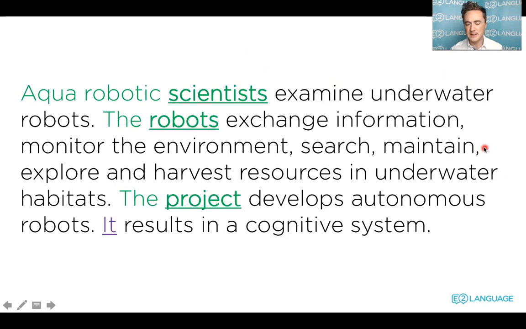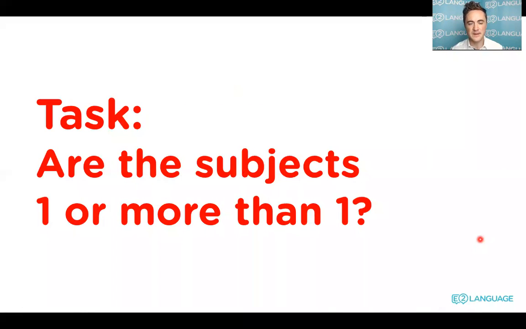So these are the subjects. We've got Aqua robotic scientists, plural, more than one, examine. The robots, exchange. The project, singular, one, develops. It results. So they are the subjects of each sentence, right? Cool. So let's go back to them and let's ask ourselves, do these subjects refer to one or more than one, right? That's important information that we need to understand to get our grammar right.